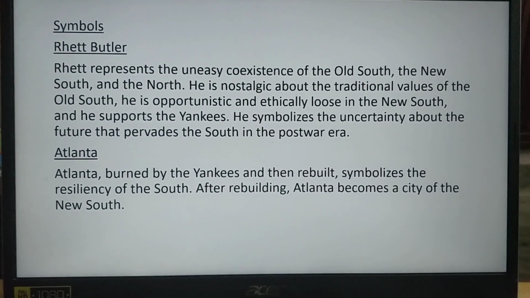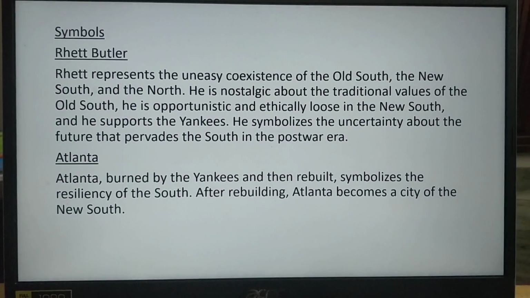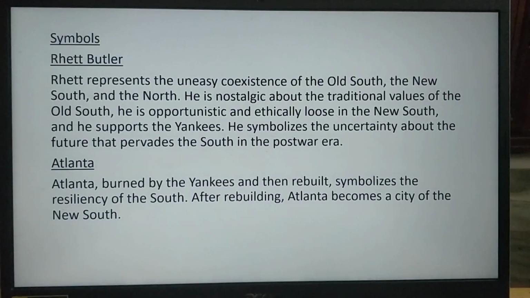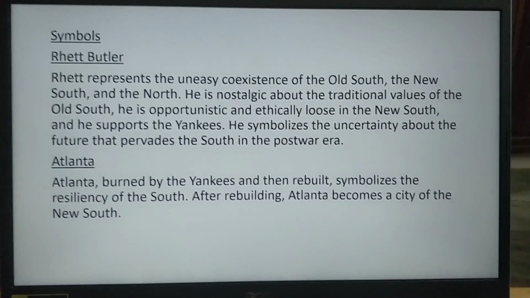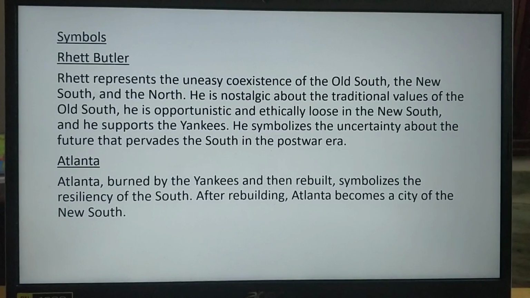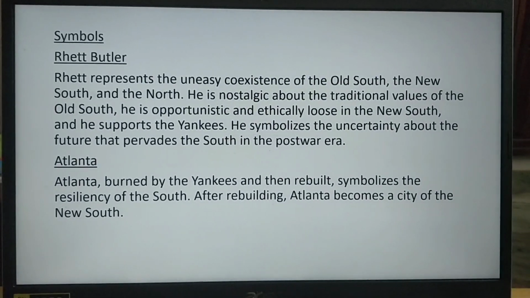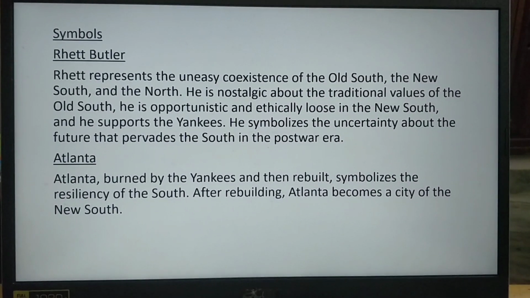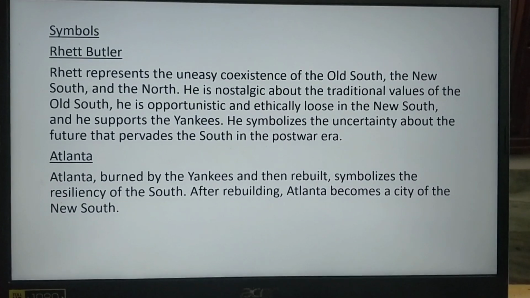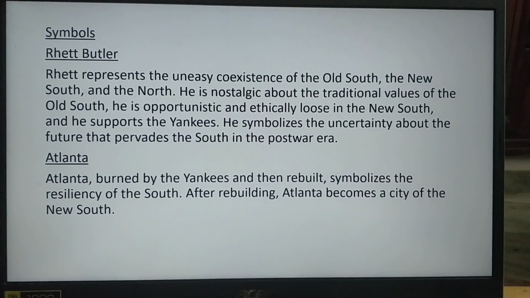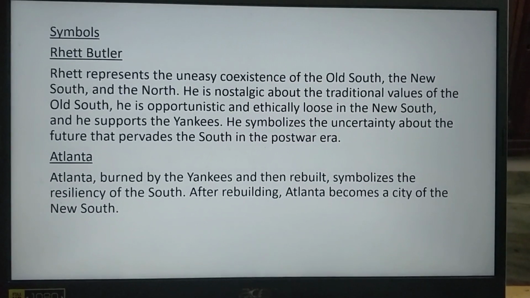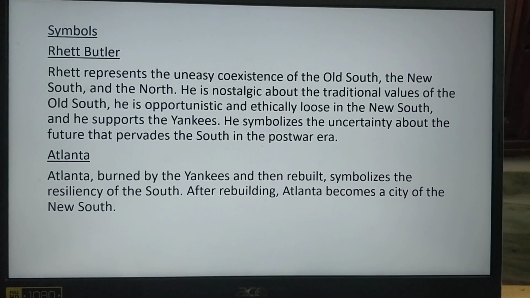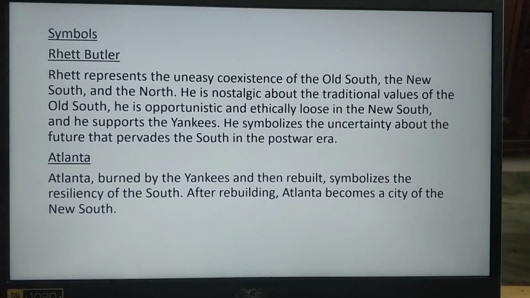Anyway, let's read. Rhett represents the uneasy coexistence of the Old South, the New South, and the North. He is nostalgic about the traditional values of the Old South. He is opportunistic. That means when the other men of the South decide to go to war with the Yankees, he says that it is of no use, and he is kind of not supporting the war. He always looks after himself. He is a kind of self-centered person.